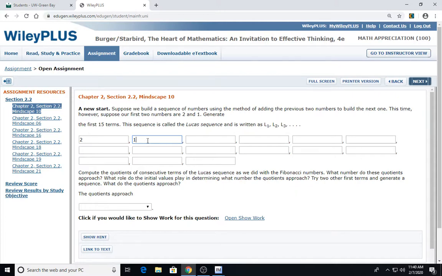So 2 plus 1 is 3. 1 plus 3 is 4. 3 plus 4 is 7. And you can continue on in that fashion. Does anybody have any questions on that question? Okay. Then let's go on to 21.